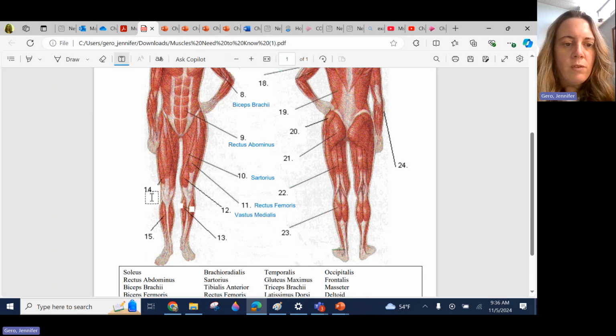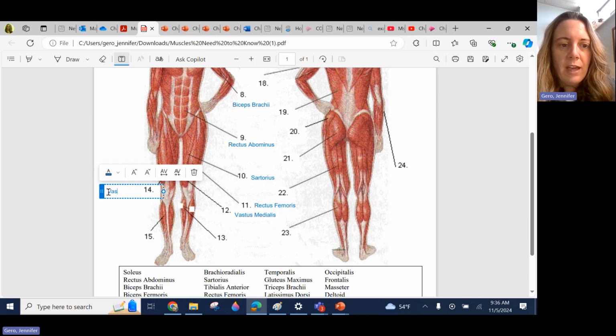And then I'm going to jump over to 14 here. 14 is pointing to the muscle on the outside, which is on the lateral side, and that is the vastus lateralis. So here you have rectus femoris coming down the middle, vastus medialis on the inside, vastus lateralis on the outside.